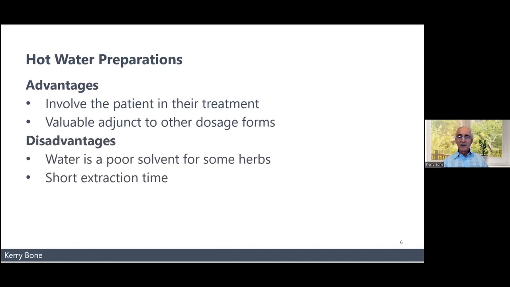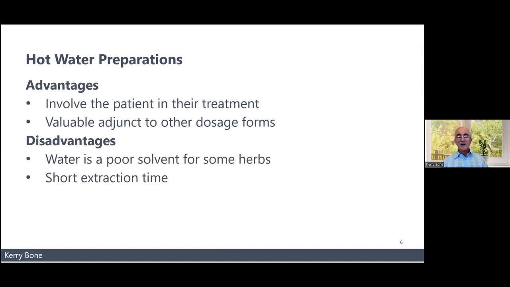Disadvantage: for some herbs, water is a poor solvent. Particularly if we look at echinacea and the alkylamides, the tingly components of echinacea, they are not well extracted by water. They're too non-polar. So water is a polar solvent. So anything that's non-polar is not going to be extracted very well by water.